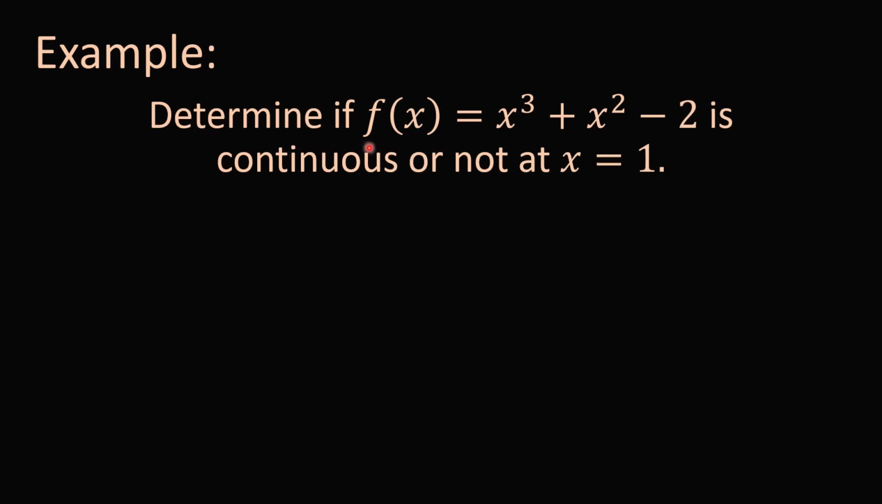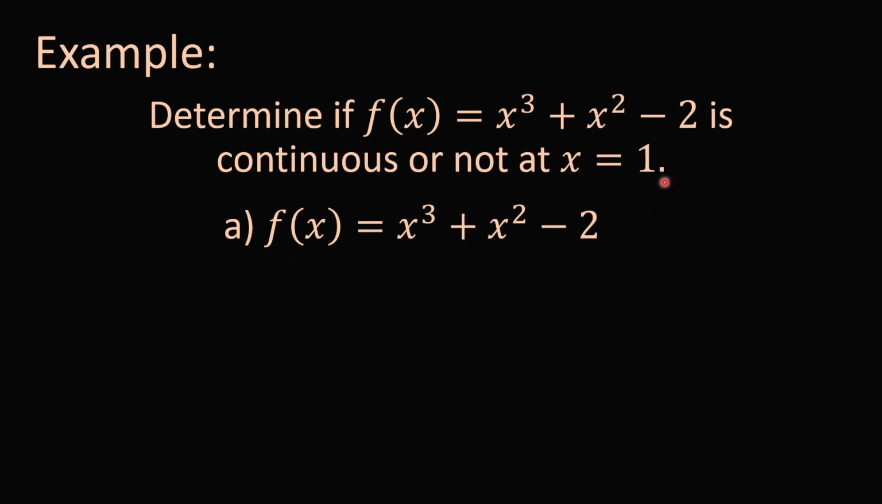Example: determine if f of x is equal to x cubed plus x squared minus 2 is continuous or not at x is equal to 1. So this x is equal to 1 is what we will examine, to see if at this point the given function is continuous or discontinuous. How are we going to do that? We're going to start with the first condition: f of a should exist. This means that if we substitute the value of x, the value we get would be defined.